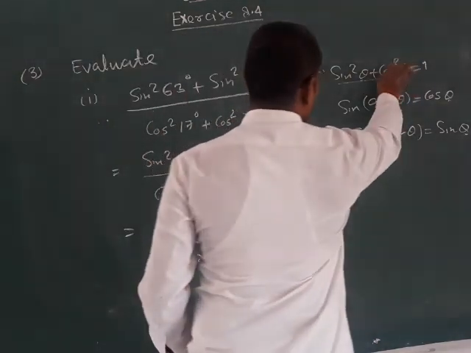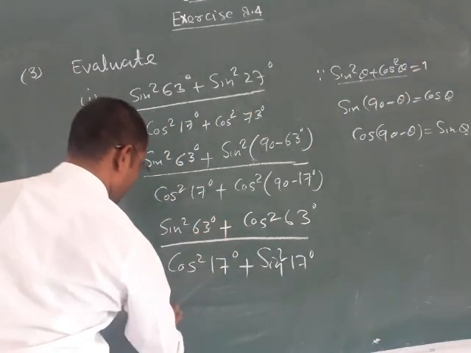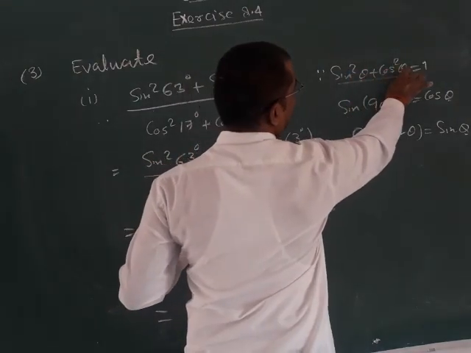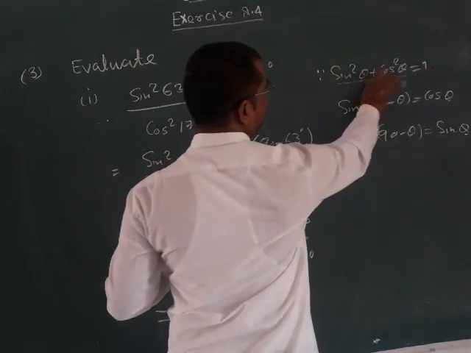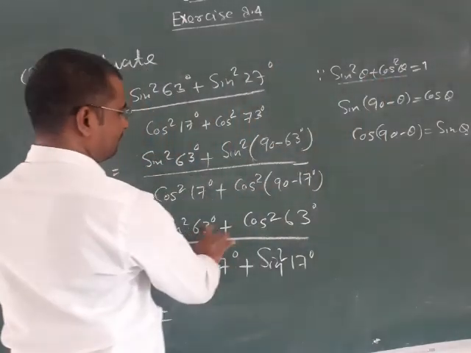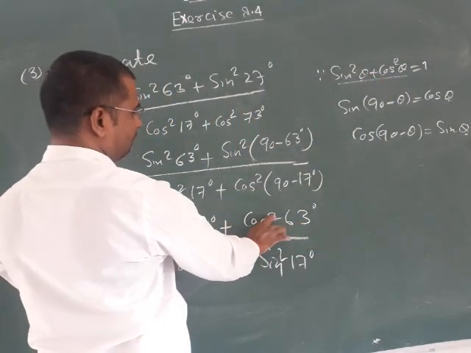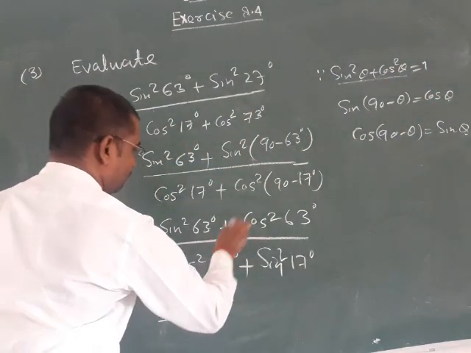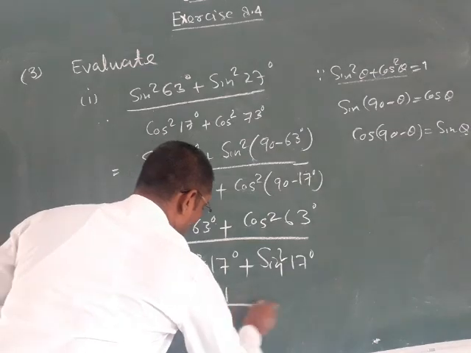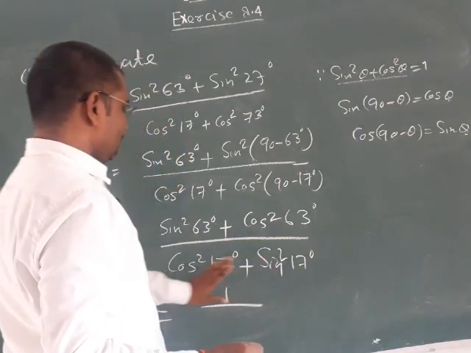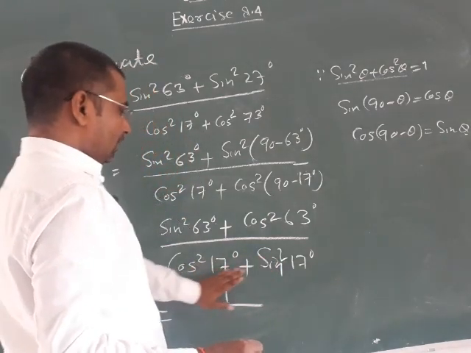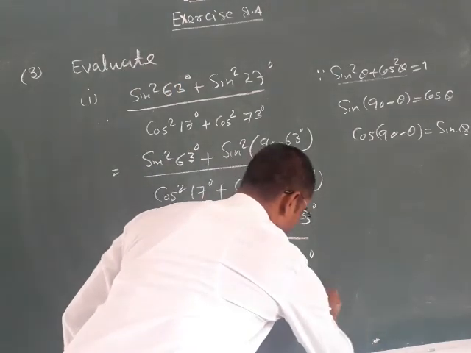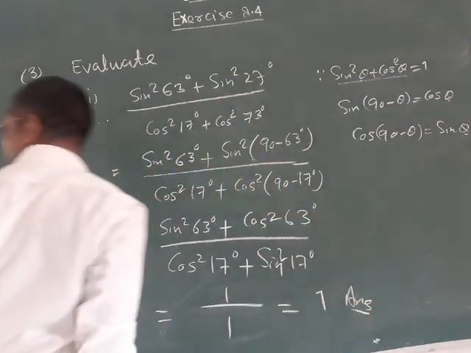So now sin square theta plus cos square theta is equal to 1. The theta values are the same, 63, sin square cos square, so you can write 1. Using this formula, 1 upon sin square cos square, the angles are the same, so we can write 1 upon 1 gets 1. This is the answer.